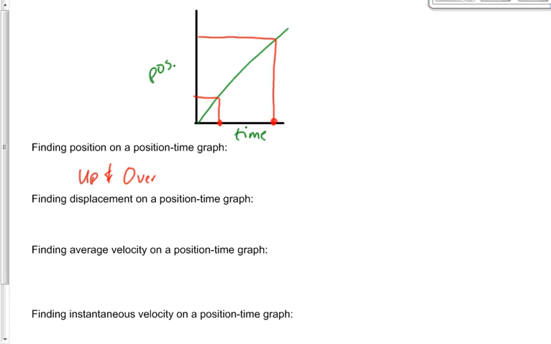The displacement on a position time graph. Who can give me real quickly the definition of displacement? Yep. Good. The change in position. So how are we going to find the displacement on a position time graph? Good. Go up and over twice, then subtract. In other words, get the final position, get the initial position, and then subtract the two. That's going to give us displacement.